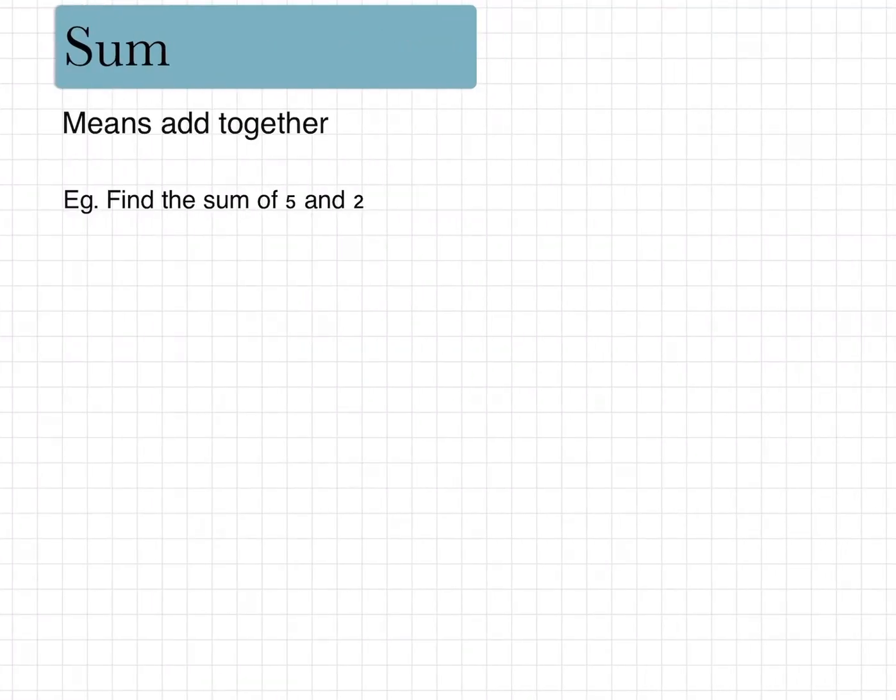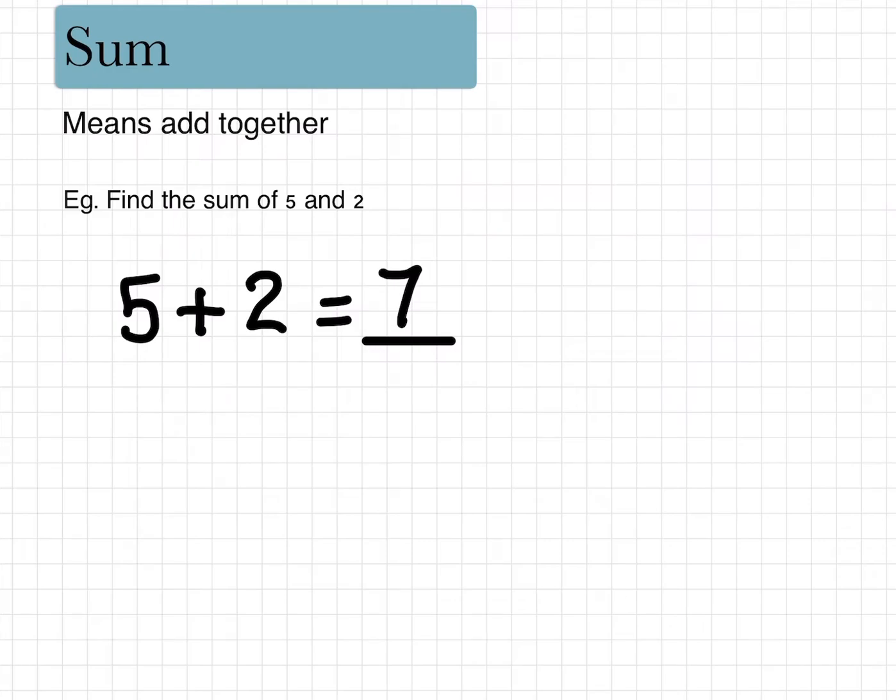Then we can look at sum. So sum means add together. So if we want to find the sum of 5 and 2 this time, we just do 5 plus 2, which now equals 7. So the sum of 5 and 2 is 7, which is why it's really important to look out for that wording.